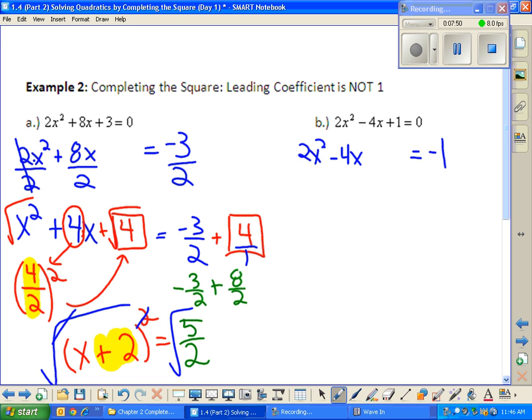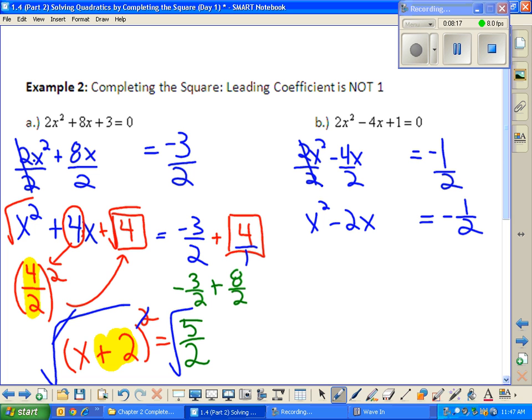Now I see that there's a number in front of my x squared, and that's the big idea in today's lesson. You have to get rid of that number. How do I get rid of that 2 again? Do you know, Emma? Perfect. Thank you. And then I get x squared minus 2x equals a half. I should say negative 1/2.